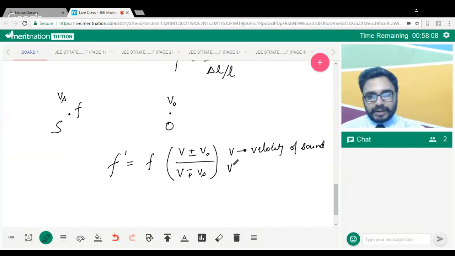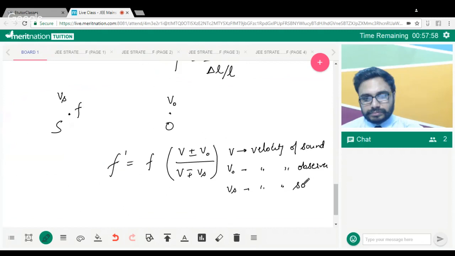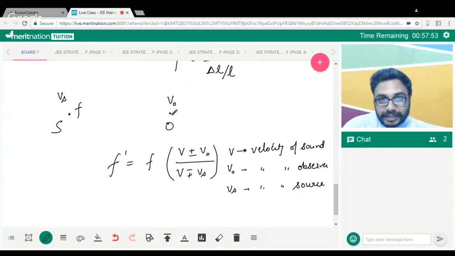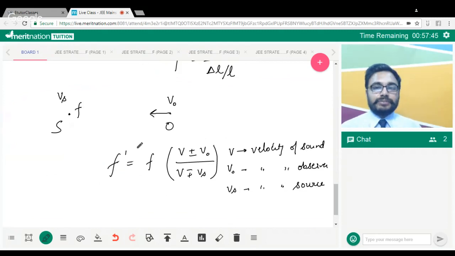Where Vo is velocity of observer and Vs is velocity of source. Now, if the observer is moving towards the source, the observer is trying to increase the frequency, so plus will come up. How can f dash be increased? If plus is coming up in the denominator. Observer is in the denominator and the source is in the denominator.